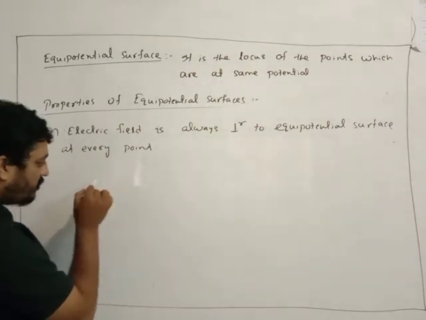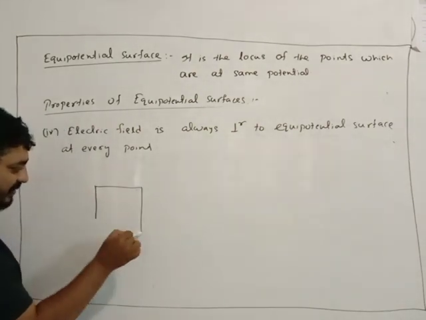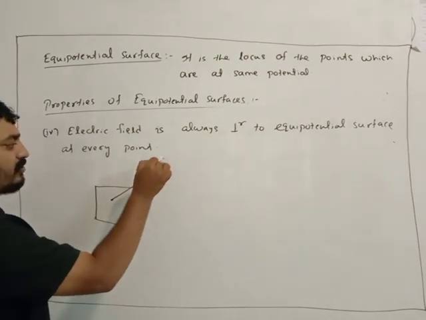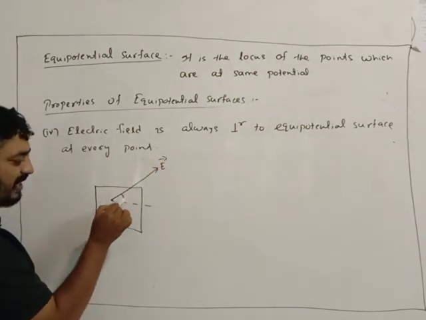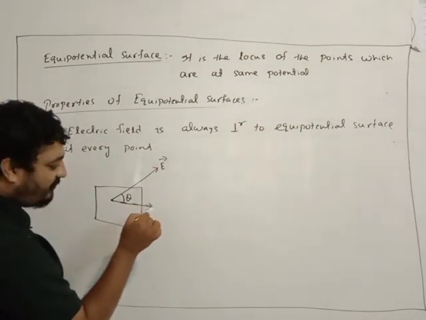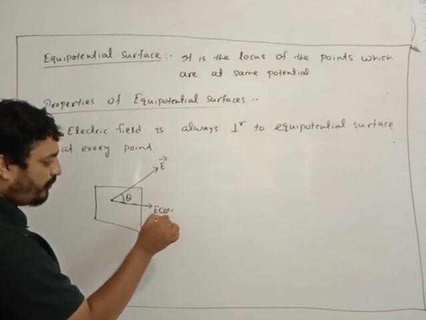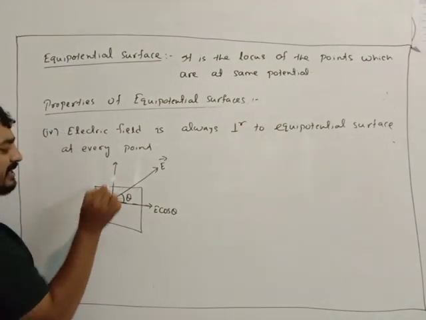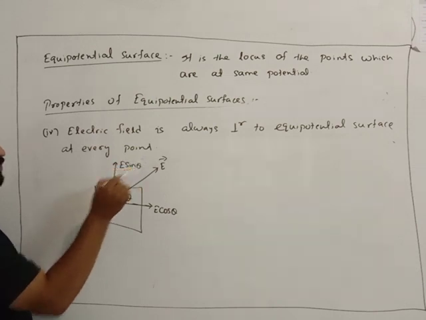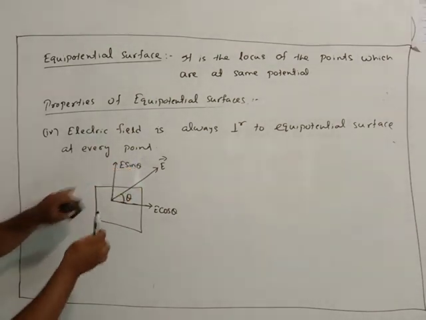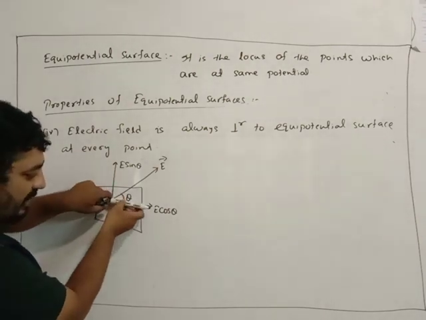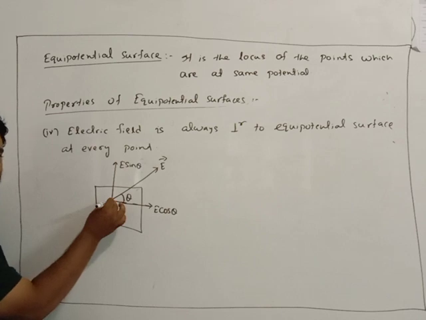So, suppose this is an equipotential surface. Now, electric field is not perpendicular to the surface. So, it makes an angle theta with the surface. Now, electric field can be resolved into two components. One is E cos theta parallel to the surface, E sin theta perpendicular to the surface. If this is the surface, E is like this. So, E has two components, one along the surface, one perpendicular to the surface.